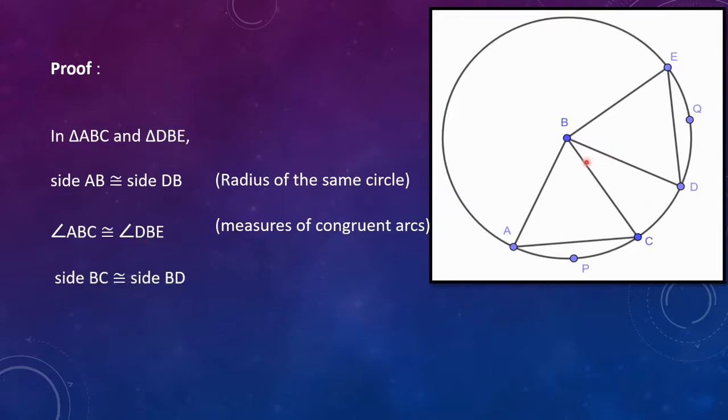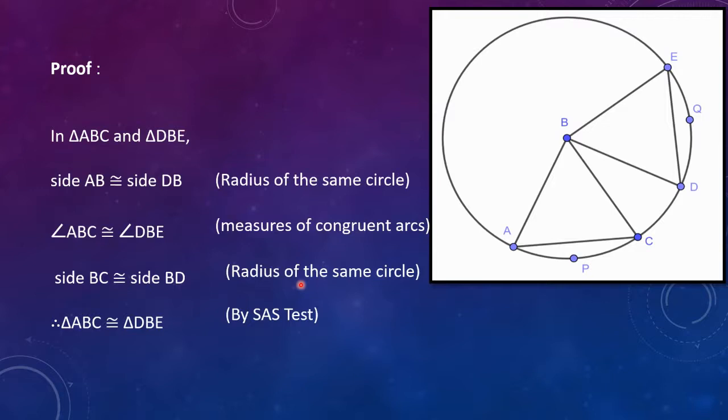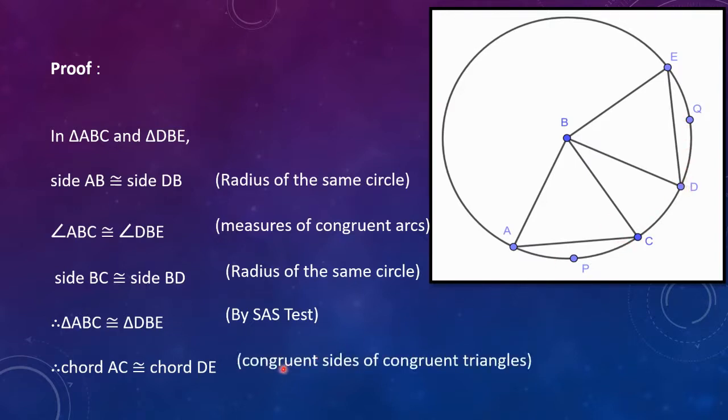Side BC will be congruent to side BD, for the same reason, as they are the radius of the same circle. Therefore, triangle ABC will be congruent to triangle DBE by SAS test of congruency. Since these two triangles are congruent, chord AC will be congruent to chord DE, as they are congruent sides of congruent triangles.